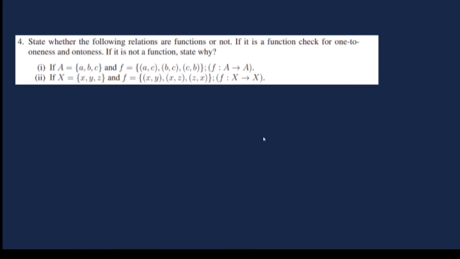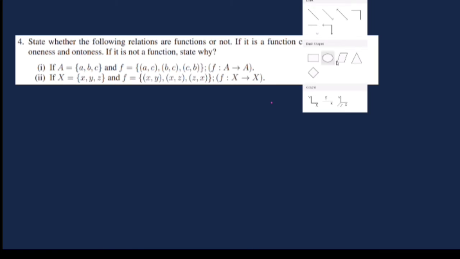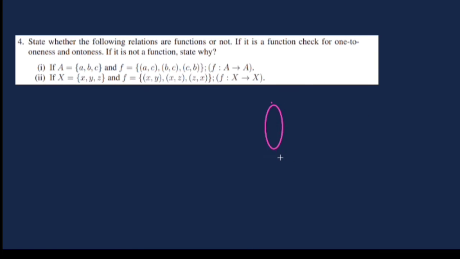State whether the following relations are functions. They are all relations. So you know that every relation is not a function. Remember that. If it is not a function, you have to give a reason also. If you are saying it is a function, give a reason.